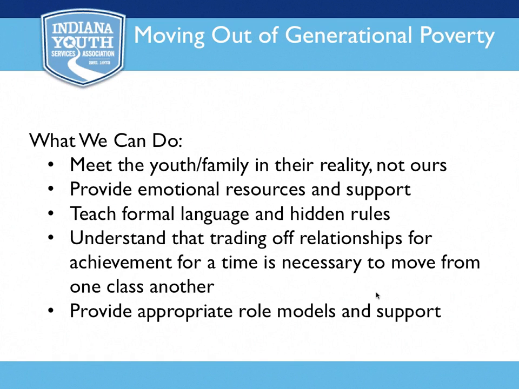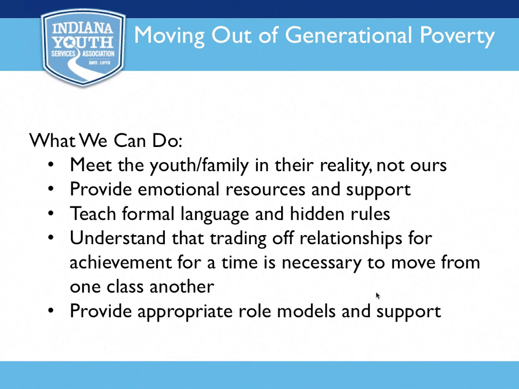So what can we do? Ruby Payne takes a stance that education is key to getting out of generational poverty because it provides emotional support, relationships, skills, and role models. So we can meet the young people where they are in their reality, go back to that individualized relationship that we have in their reality so that we understand their circumstances, their barriers, and their resources. That will allow us to be more effective in building support systems for them. We can ourselves provide that emotional resource and the support that they're going to need.